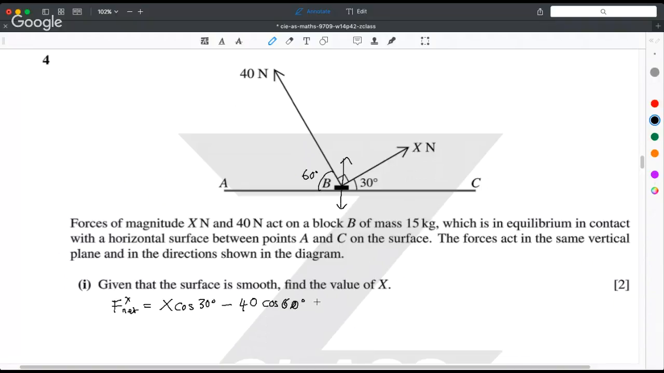And if you work this out using your similar triangles, or you can just use your calculator a lot of the time. And so this must be equal to 0 because the thing isn't moving in the x direction. And if you solve, you get that x is 40 over square root 3, which is 23.1 newtons.